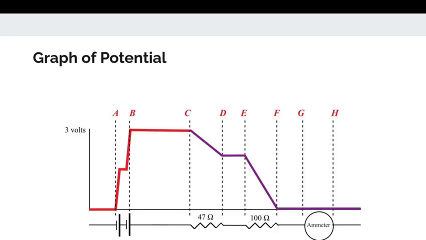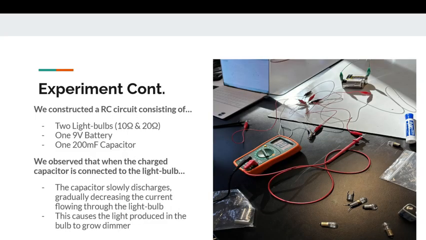Here's our graph of potential showing the negative values of the potential difference in purple. And notice how the beginning of the graph and the end of the graph end at 0, once again proving the round-trip theorem.